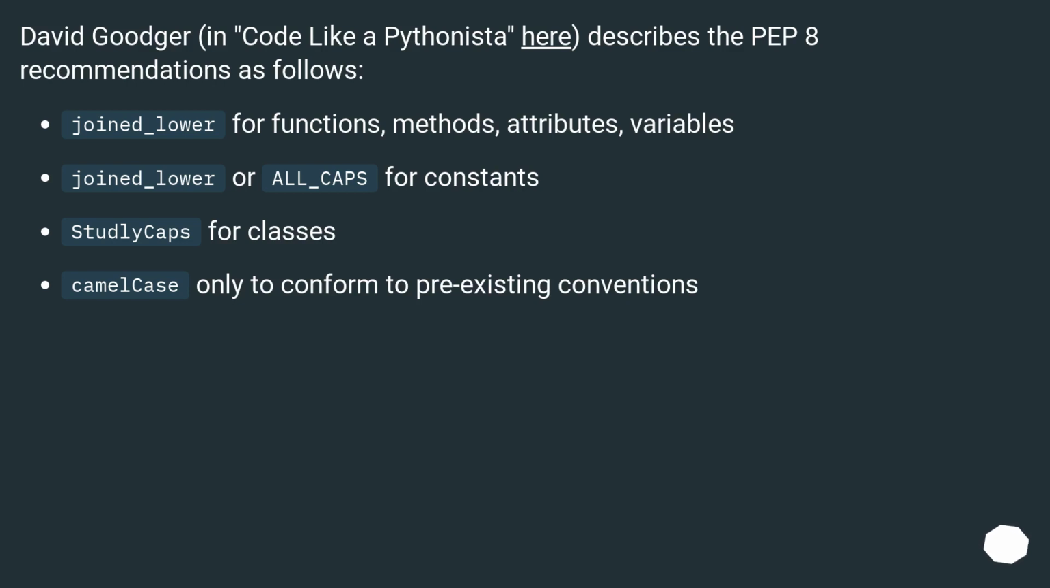David Goodger, in Code Like a Pythonista, describes the PEP 8 recommendations as follows. joined_lower for functions, methods, attributes, variables. joined_lower or ALL_CAPS for constants. StudlyCaps for classes. camelCase only to conform to pre-existing conventions.